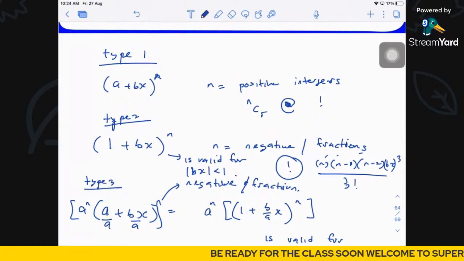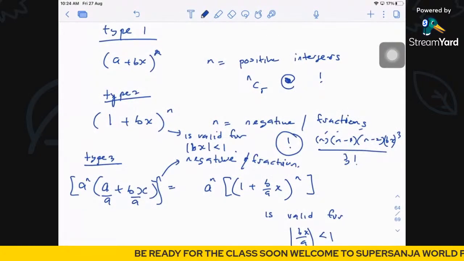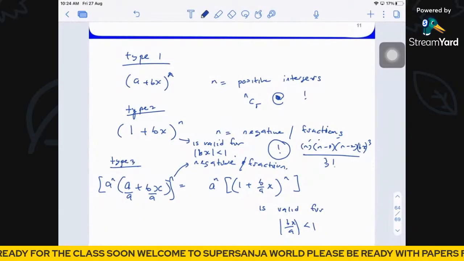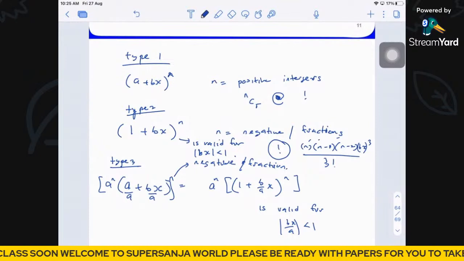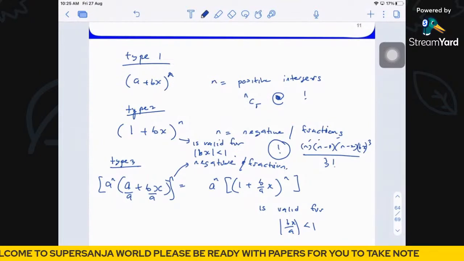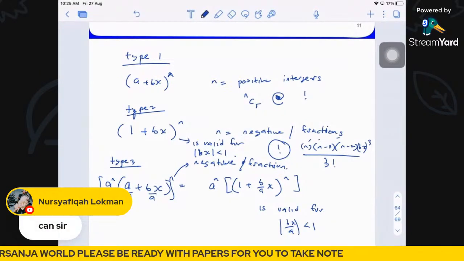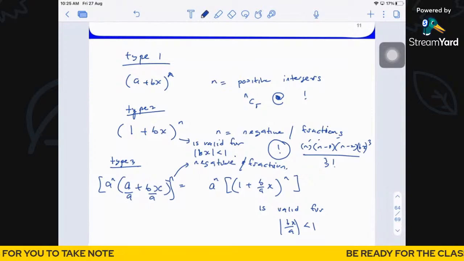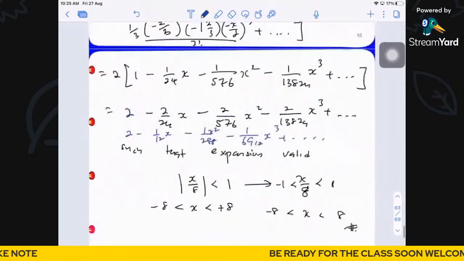Any problem until here so far, class? Can? So I try to summarize for you all so that you know what to do after that. Any problem until here, class? Can? So far? Okay, Shafika says can. The others, are you all okay? So far can? Okay, so I proceed.